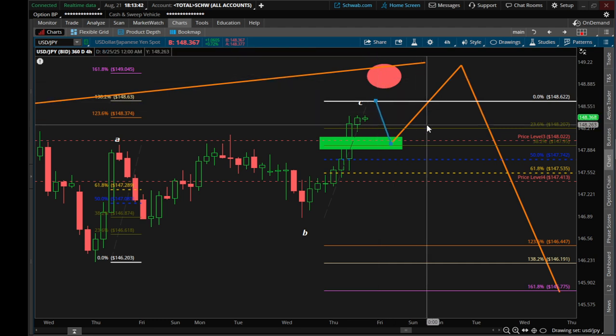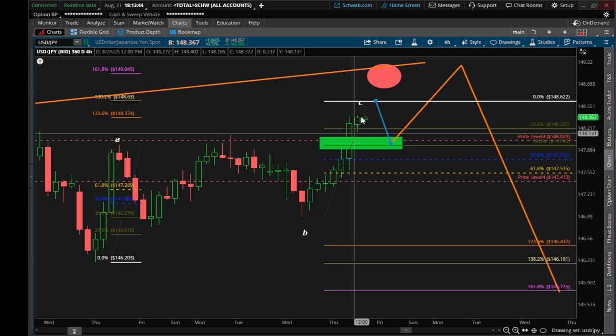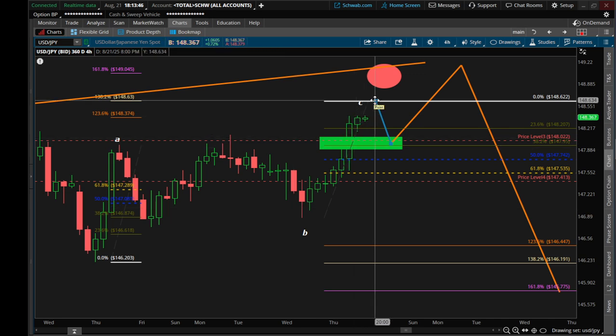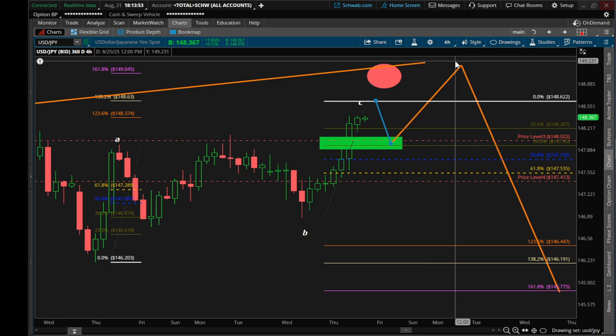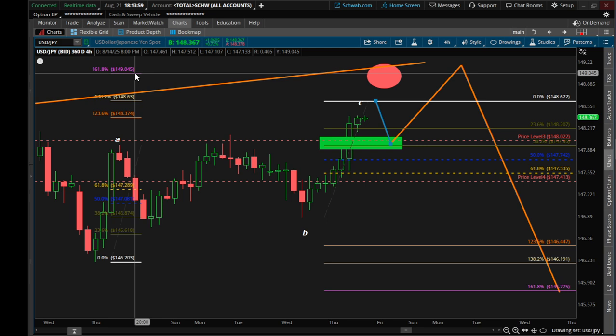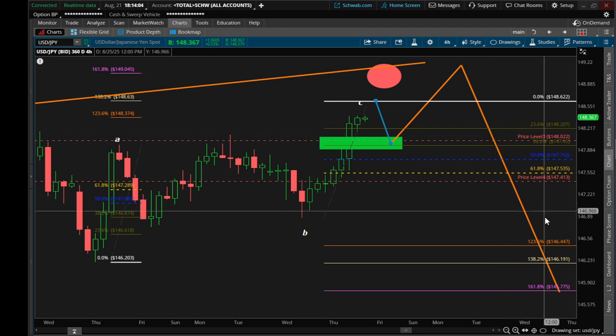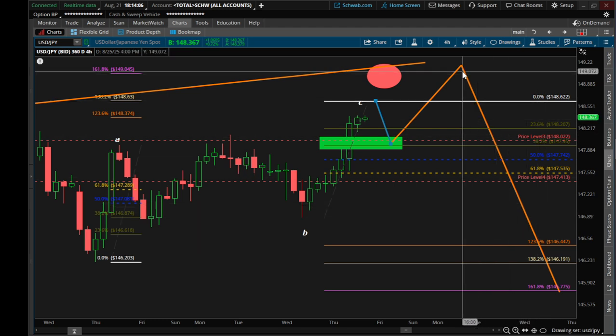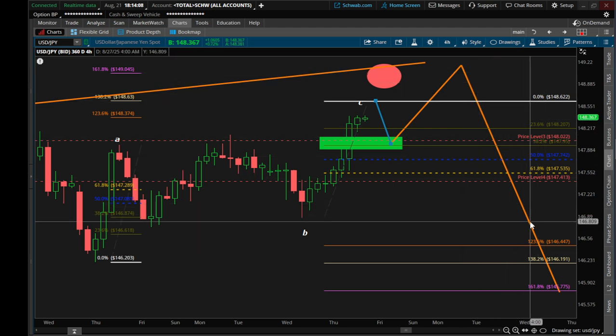Yeah, I said that earlier, because we still need to correct this move here. So up to 148.63, down into the green zone, and then up to touch the trend line somewhere. Probably that intersects with the 161.8 fib at 149.095. So pretty much the 149 level. And then I say we're heading down to finish this minor D leg.